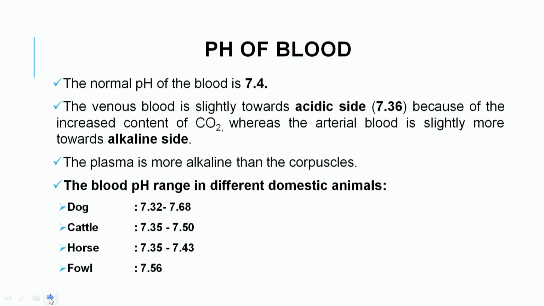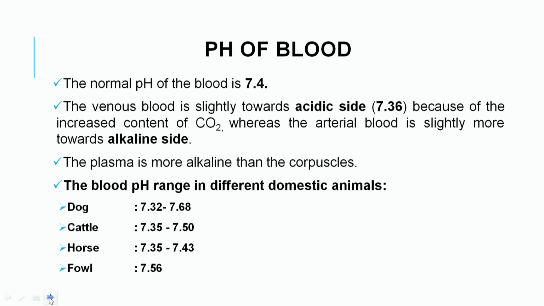The pH of the blood is normally maintained around 7.4. The venous blood is slightly towards the acidic side, that is 7.36, because of the increased content of carbon dioxide, whereas arterial blood is slightly more towards the alkaline side. Plasma is more alkaline than the corpuscles.